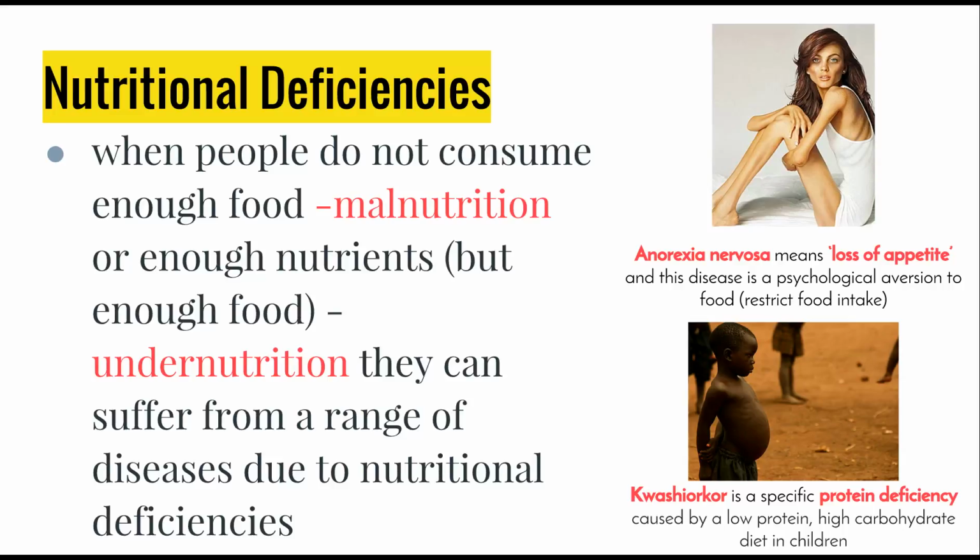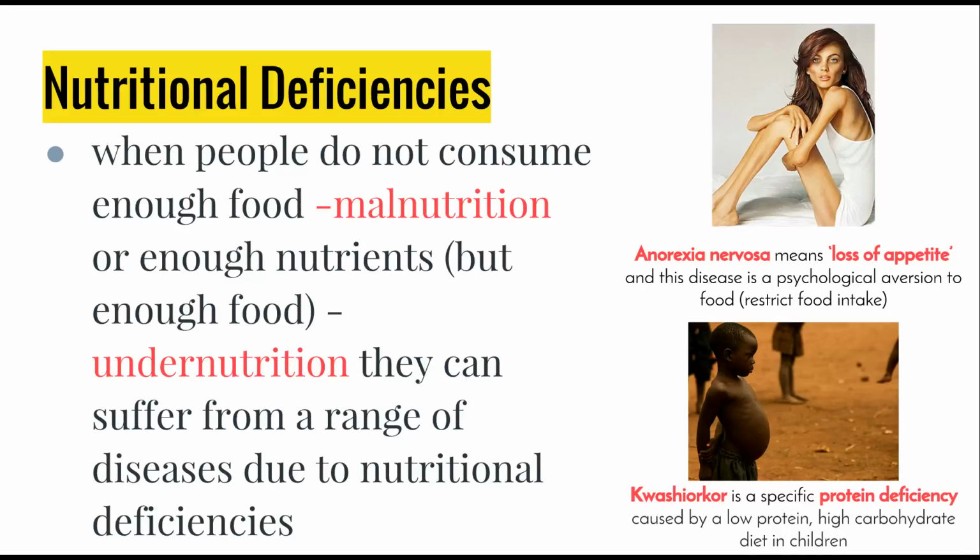One of these is anorexia nervosa, which simply means loss of appetite. This disease is a psychological aversion to food. Therefore, individuals restrict their food intake. So they're not getting anywhere near enough food, so they're undernourished. And as we can see from the picture, the symptoms are quite obvious.